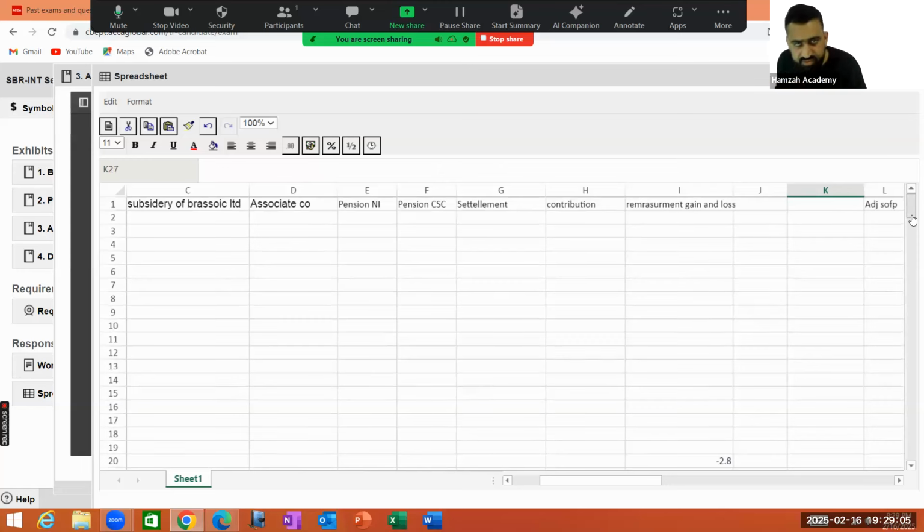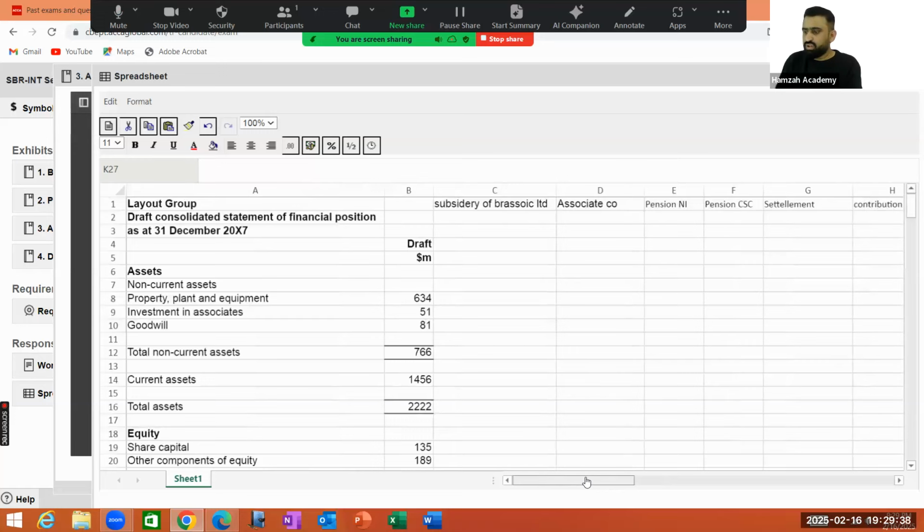Net interest, current service cost, settlement loss, contribution adjustment, and the remeasurement loss, which is recorded in other comprehensive income, and liability is increasing. So 2.8 I have recorded in other component of equity, not in retained earnings, because in retained earnings we only record those items which affect the profit and loss account. And the remeasurement loss affects OCI, so that is why it is adjusted in other component of equity. Now, that was all the issues relating to the pension plan.